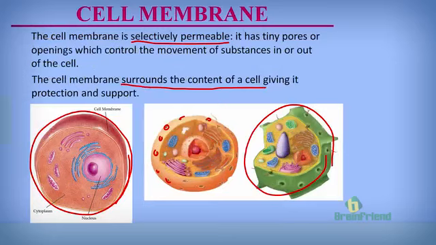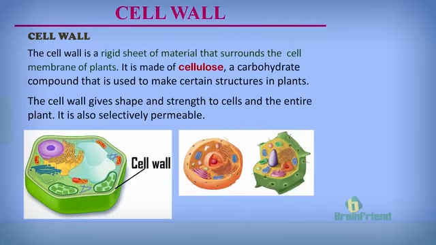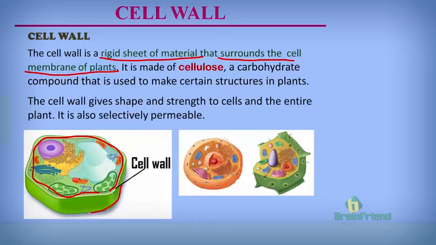All animal cells are made up of cell membrane. In that case, you can also call it the plasma membrane. But the cells of plants are surrounded by the cell wall. We said this earlier. The cell wall is a rigid sheet of material that surrounds the cell membrane of plants. In addition to the cell membrane in plant cells, we also have the cell wall, which covers or surrounds the cell membrane. So this is the cell wall, as you can see here.